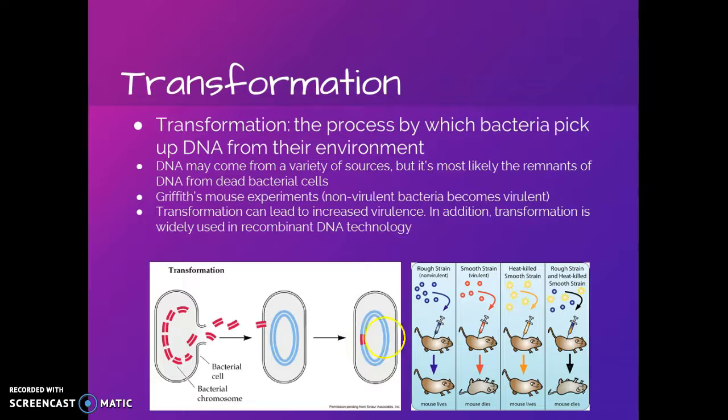Back when we talked about Griffith and the mice experiments, we said that instructions could be taken up by cells, and that was a perfect example of transformation. Sometimes transformation does result in increased virulence, or an increased ability for a bacteria to make an organism sick. It's also a way that humans can manipulate bacterial cells in the lab. We can coax them into taking up DNA from their environment.